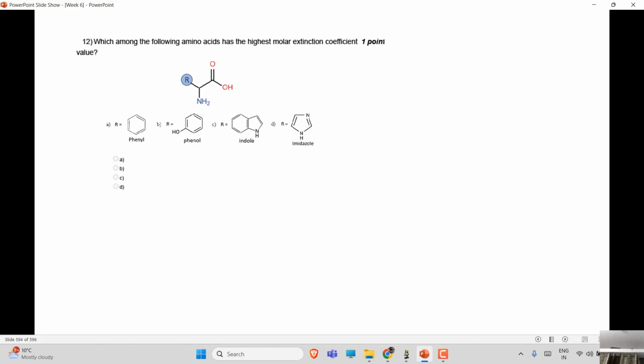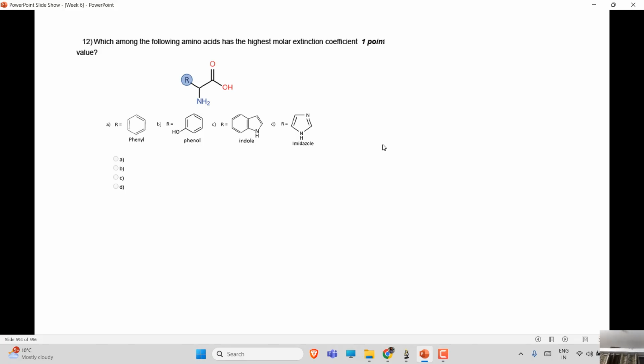conversant with the topic. So coming back to the question that we started with: which among the following amino acids has the highest molar extinction coefficient? Phenyl, phenol, indole, and imidazole. Right? If the R group is phenyl, like the side chain is phenyl, or the R group is phenol, the R group is indole, or the R group is imidazole.